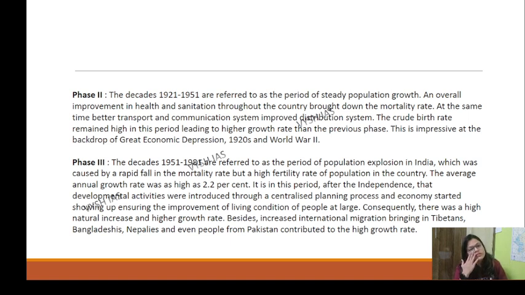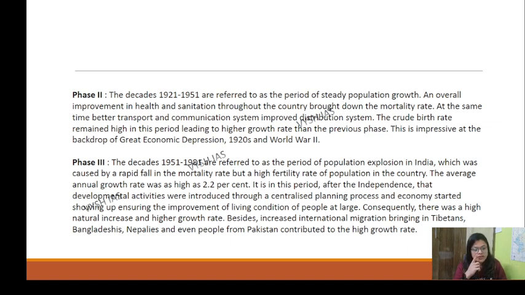So the living conditions improved. Health conditions, sanitation, everything got improved. Ultimately you will get good food, fertility will increase, so the birth rate will also increase. The living condition of people improved. Consequently, there was a high natural increase and high growth rate.